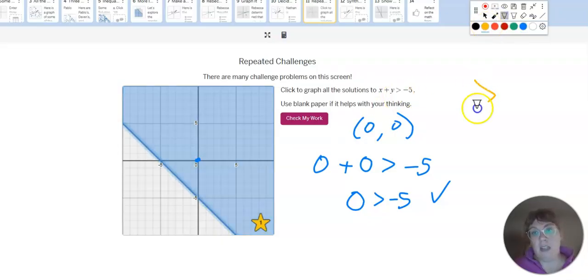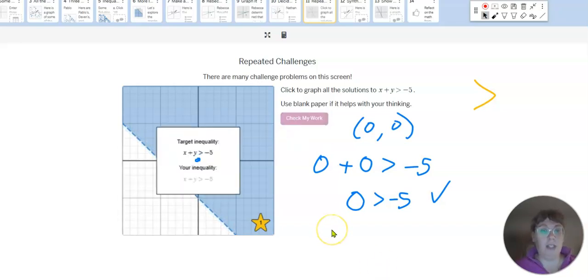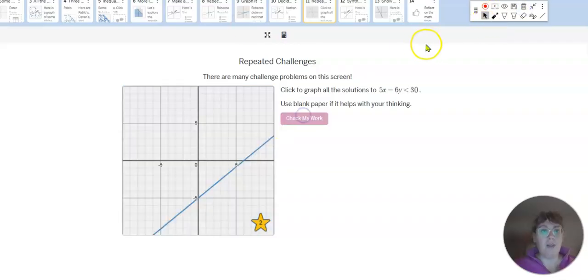The symbol that we see is just greater than, so we want to make that a dashed line, because if it's just greater than, if there's no equal to, then the solutions on the line are not part of our solution set. So we can check our work. Yay! Okay, we'll do one more together.